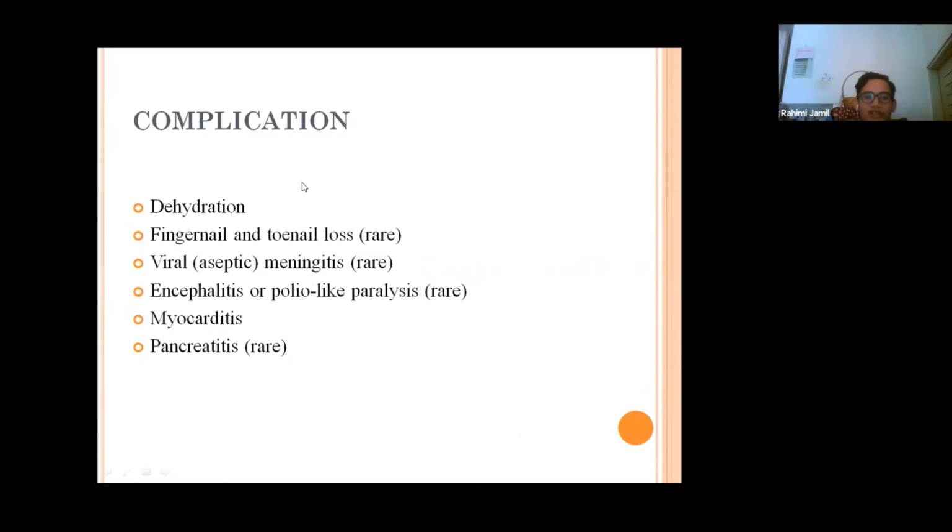Next is the complications. Usually the complications of HFMD are rare, but the most common complication is dehydration due to the mouth ulcer, the oral enanthem, which is usually painful. So the patient will have a hard time swallowing liquid and may become dehydrated. Fingernail and toenail loss, viral meningitis, encephalitis, myocarditis, and pancreatitis are usually rare, because in this disease, such as HFMD, the patient usually recovers by themselves within 7 to 10 days.